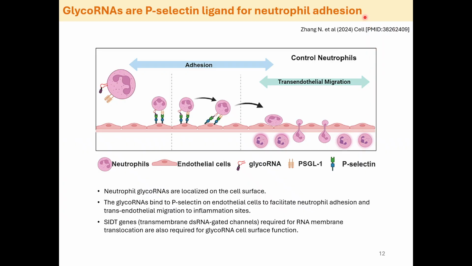Siglecs are not the only glycoRNA binding molecules. In this paper published in Cell, glycoRNAs on the neutrophil surface bind to P-selectin on the endothelial cell surface to facilitate neutrophil adhesion and transendothelial migration to the inflammation sites. Thus, glycoRNAs are important factors to control neutrophil immune function.